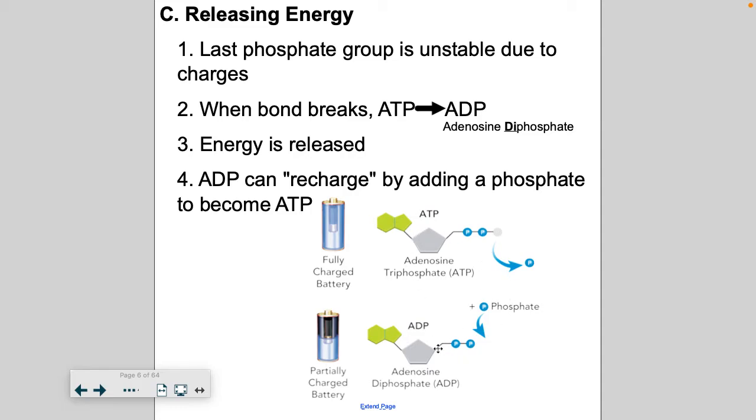And so your book talks about how ATP, adenosine triphosphate, is like a fully charged battery ready to release energy, and you cleave that bond off. That energy is used to maybe power a vesicle down the microtubule or whatever. And now it has become ADP, and it's a partially charged battery, but it does have the ability to become charged again if you connect that phosphate back on there again.